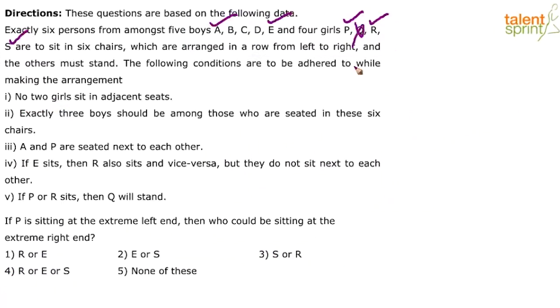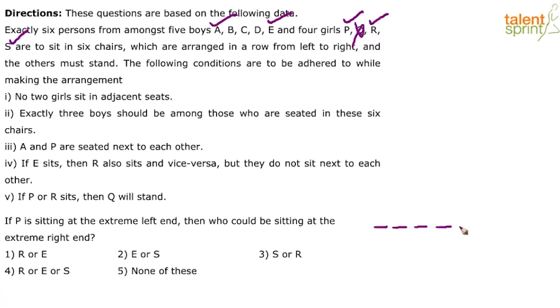Here's the next one. So the next question says, if P is sitting at the extreme left end, then who would be sitting at the extreme right end? So what is the question? If P is sitting at the extreme left end, who could be sitting at the extreme right end?